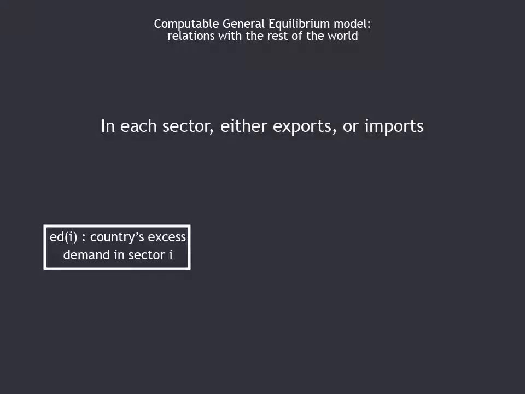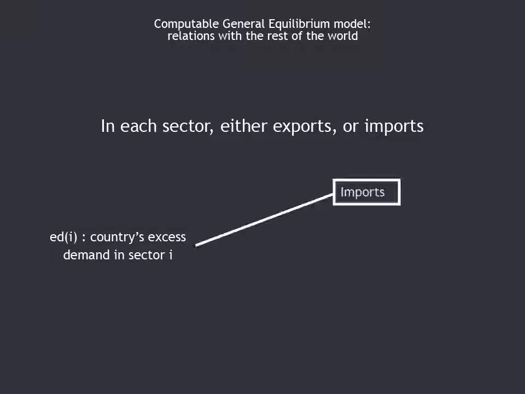And we are going to model trade flows with a unique variable, which we are going to call ED in sector I. This means the country's excess demand for good I. You understand what it means. It is demand minus supply. So either ED is positive, it means that demand is greater than supply, so there are imports, or ED is negative, so it means that demand is less than supply, it means that there are exports.